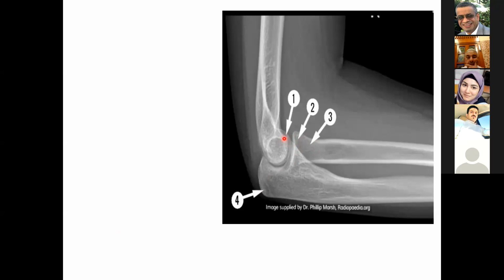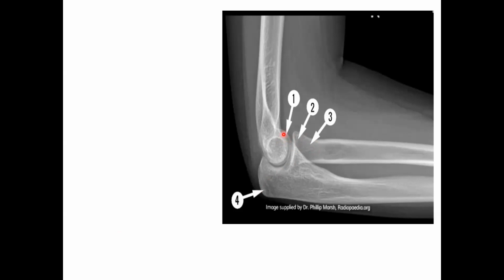Number 1, the capitulum of the humerus. This is the capitulum of the humerus. Number 2, this is the head of the radius. This is the head of the radius.